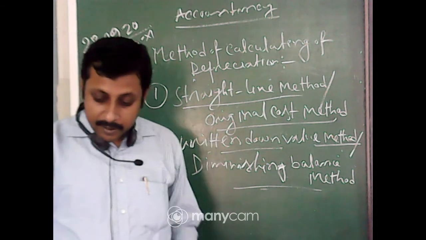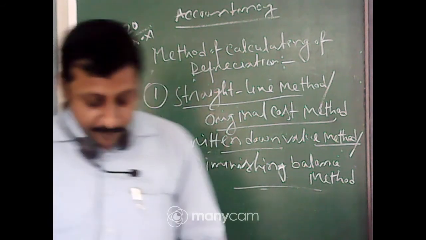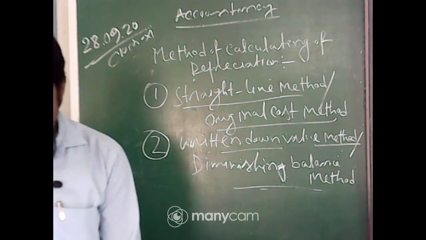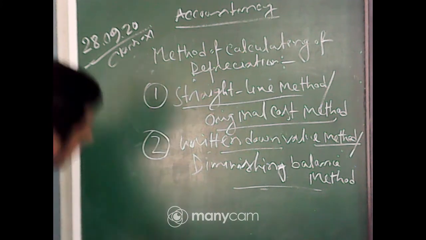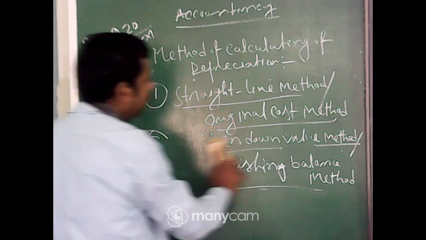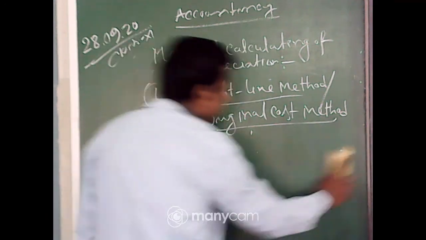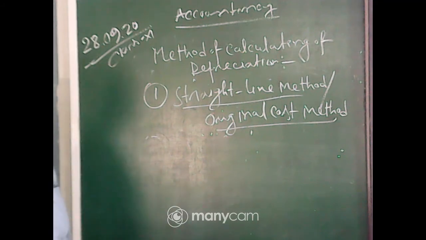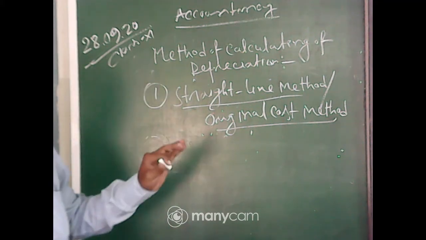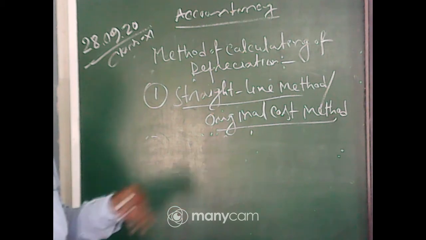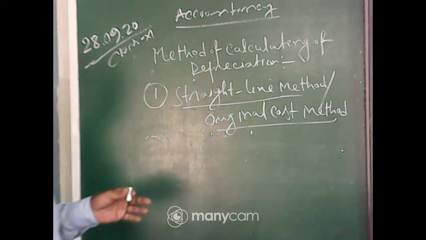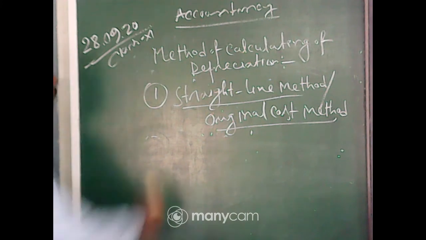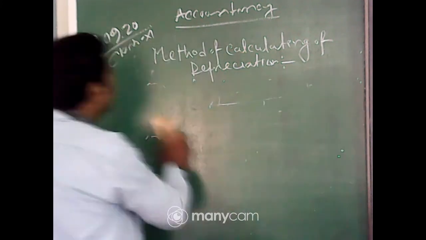Okay. Now, we will take a practical problem and through that we will learn. Today we are not considering the diminishing balance method, that is written down value method. Next day we will discuss that. Now, in recording of the method, we will discuss the first method, that is charging of depreciation in asset account, through a practical problem.